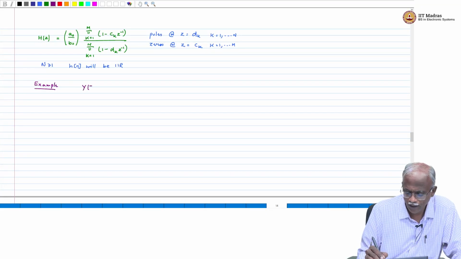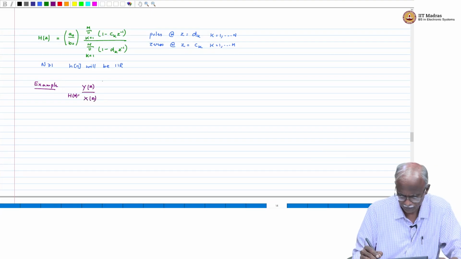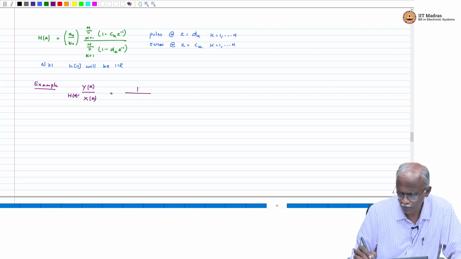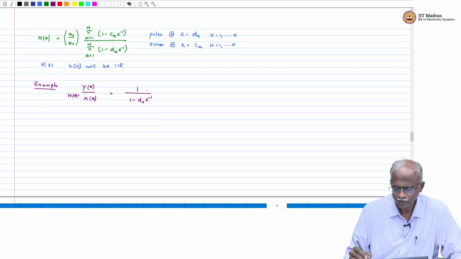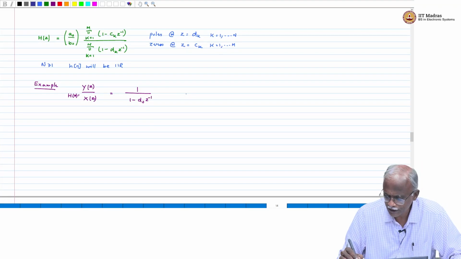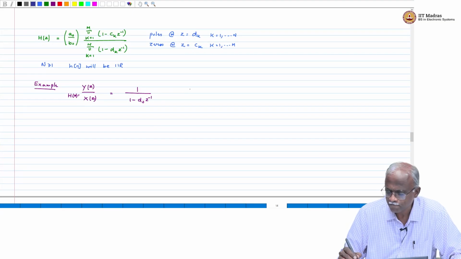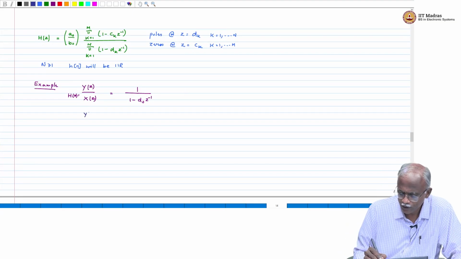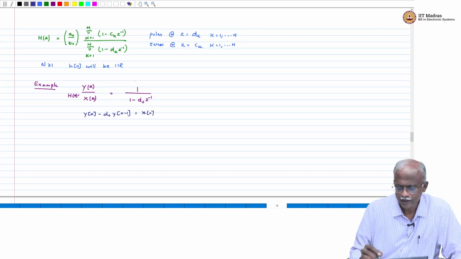So supposing you have a transfer function h of z equal to y of z divided by x of z. Let's look at just one pole, 1 minus d naught z inverse. Show me and obtain an implementation of this LCCDE. So LCCDE says y of n minus d naught y of n minus 1 is equal to x of n. Okay, this is the LCCDE.